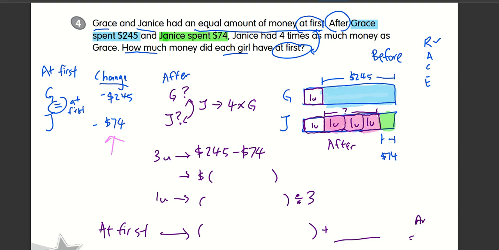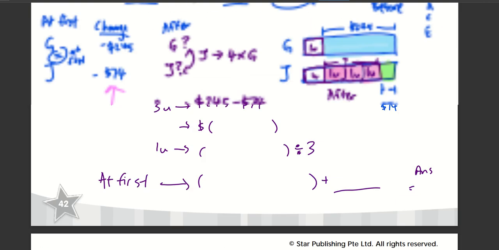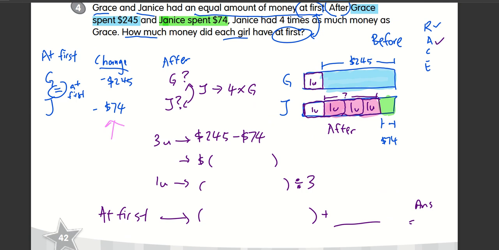Remember that at the last stage, check your units.